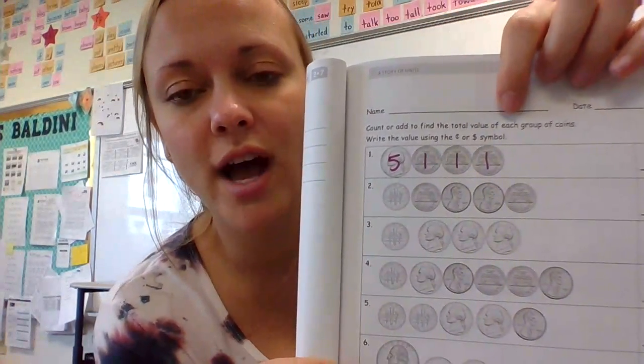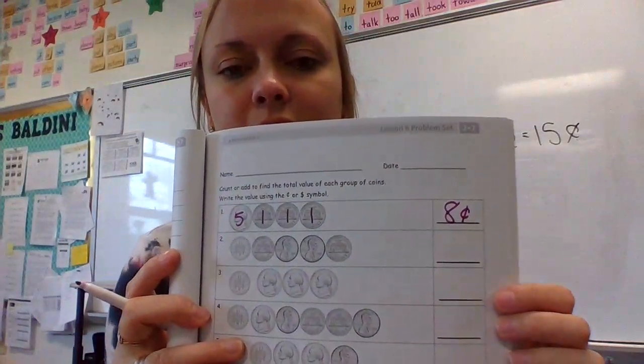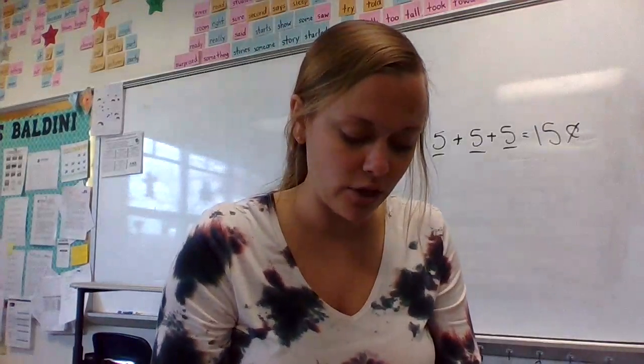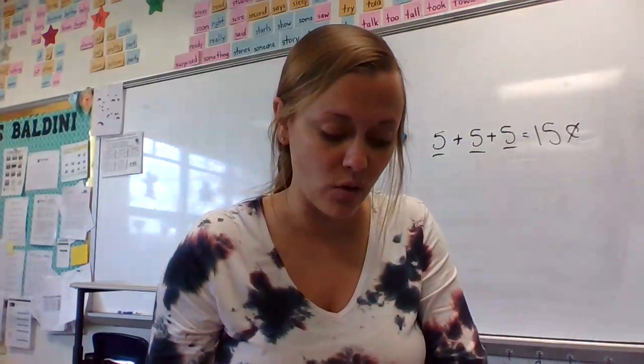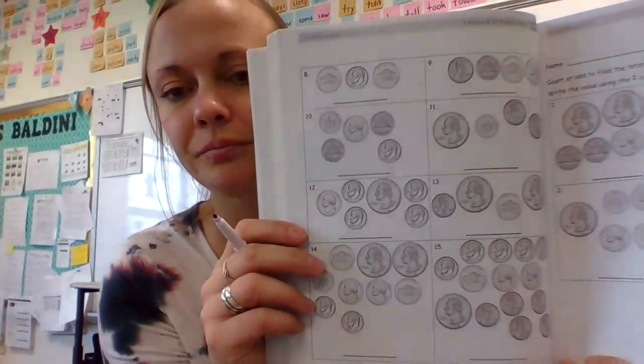So I know I have 5 plus 1 plus 1 plus 1, and that equals 8 cents. So that's the first one that you're going to do in your problem set. Like I said, they get tricky because they're putting the fronts and the backs of the coins, so you have to be familiar with both. And it does that on the back side as well.